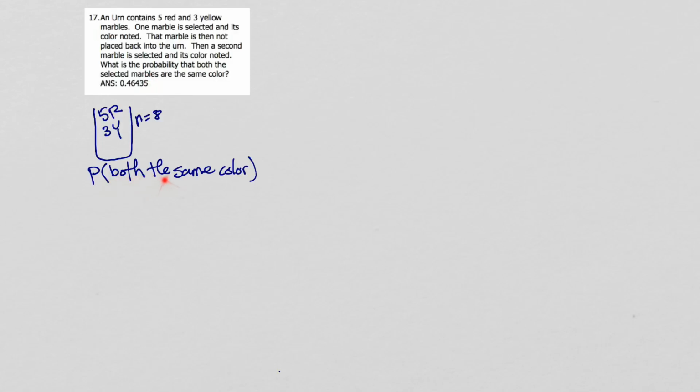So let's think about how can this happen? How can we get both of them to be the same color? Well, we could get this, right? This is a probability that we get what? A red on the first and a red on the second, or a yellow on the first and a yellow on the second.